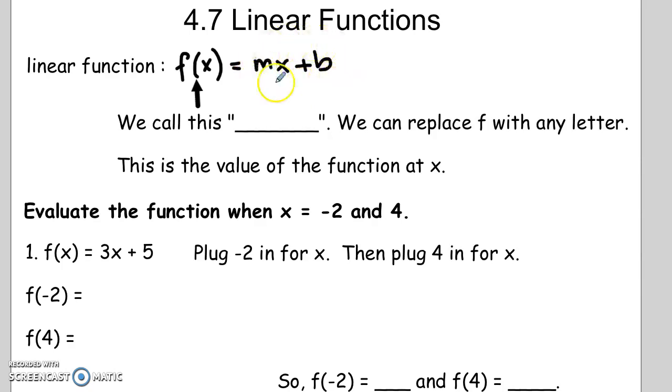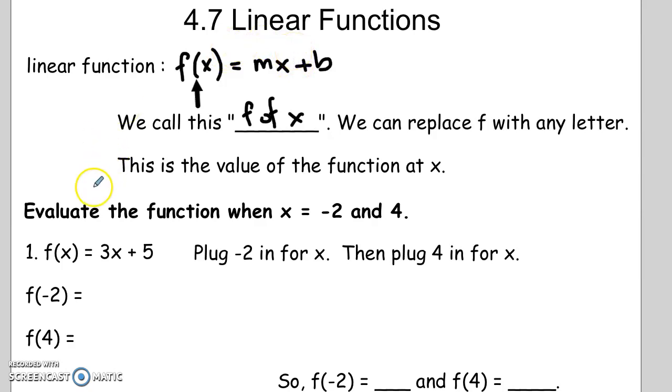Now, we've seen this part before, and the only big difference is that y has been replaced with f of x. This is like a fancy y, and we call this f of x. We can replace f with any letter that we want. This is just what we would call the function. We're naming it f of x. We can call it g of x, b of x, whatever we want of x. Now what this says is that this is the value of the function when we plug in a value for x.